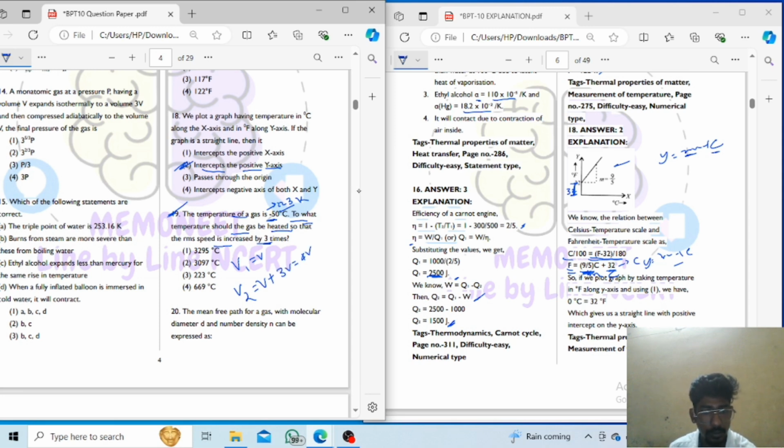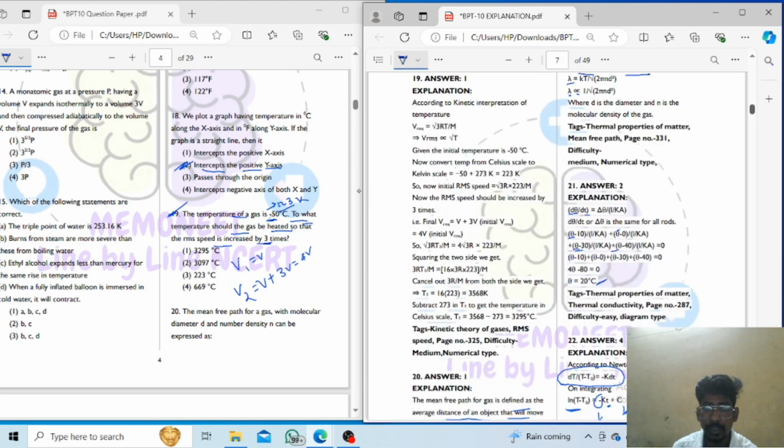And here you know the relation: VRMS is given by root over 3RT by M. So in this case V depends only on the temperature. As I already told you in previous questions, you need to write only the quantities which are changing, which are the variables. Constant quantities you don't need to write. Therefore you can say V is proportional to 1 by root over m.